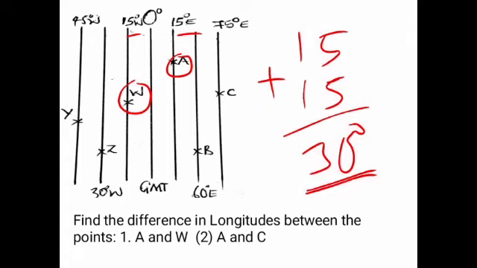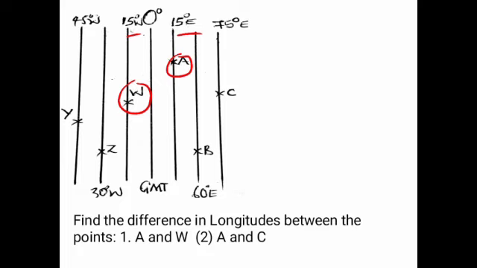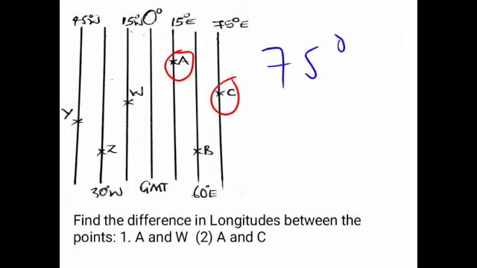Okay, let's look at how we can find question 2. Question 2 is asking us to find the difference in longitude between points A and C. Point A is right there at 15 degrees, and point C is right there at 75 degrees. Because I can see that they are heading in the same direction, all I have to do is subtract them. So I'll basically say 75 degrees minus 15 degrees. That will give us 60 degrees difference.